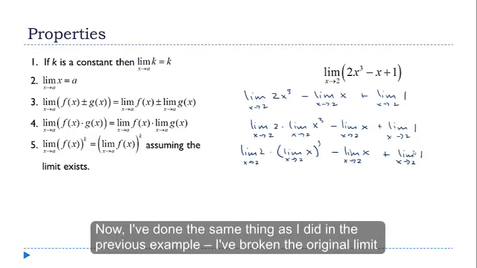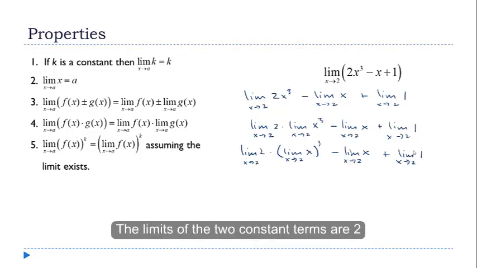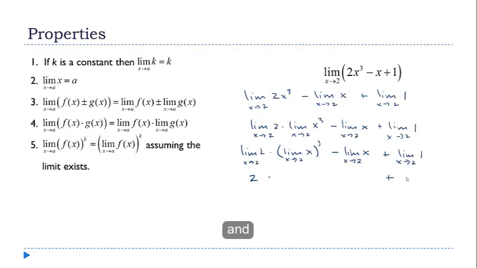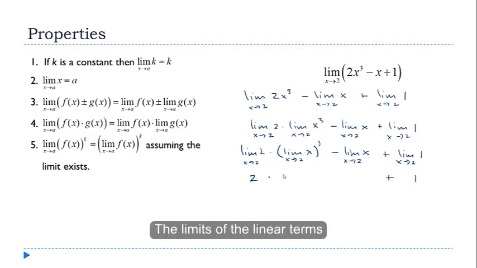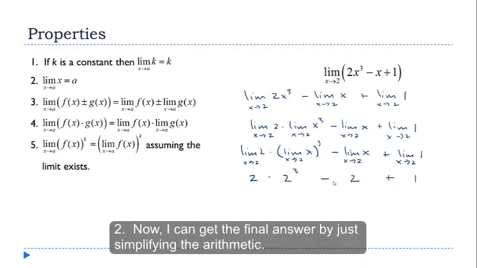Now I've done the same thing as I did in the previous example. I've broken the original limit down to a bunch of smaller ones, whose values I know from properties 1 and 2. The limits of the 2 constant terms are 2 and 1. The limits of the linear terms here are both 2. So now I can get the final answer by just simplifying the arithmetic.